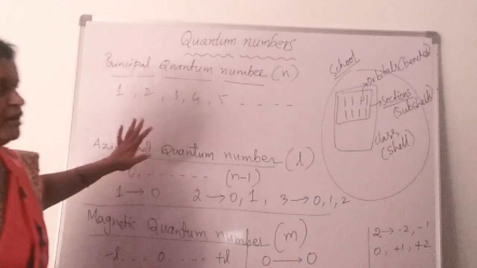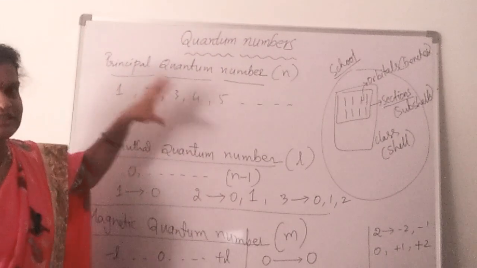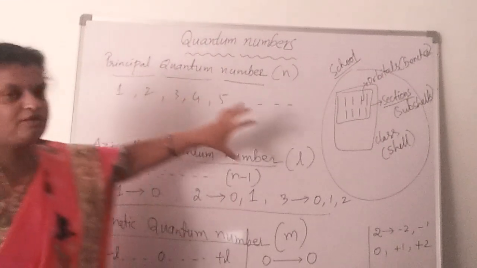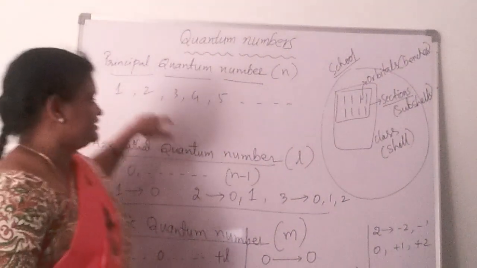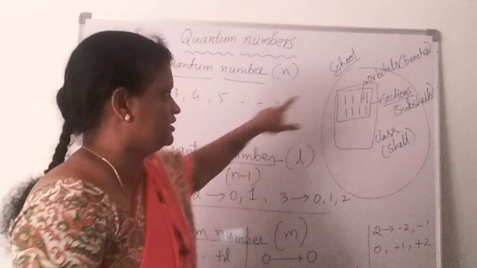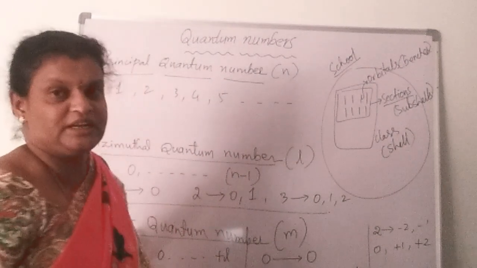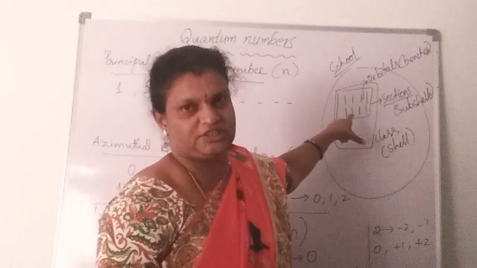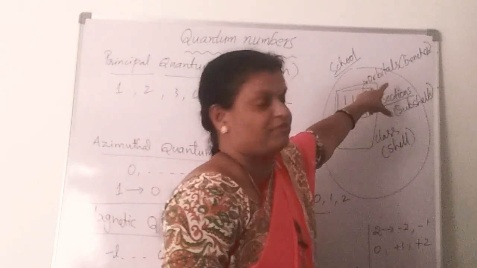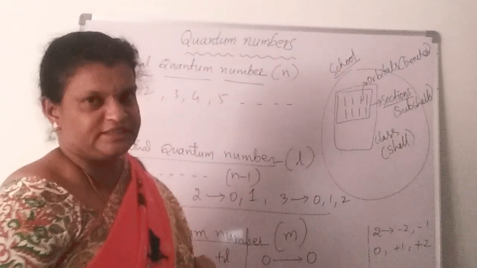Just once again we will compare the atom with a school. The total atom is present here like a school. In that, many shells are there. Like you have classes in one school, and sections in each class, subshells are there in each shell. The number of benches present in each section is like the many orbitals present in one subshell.